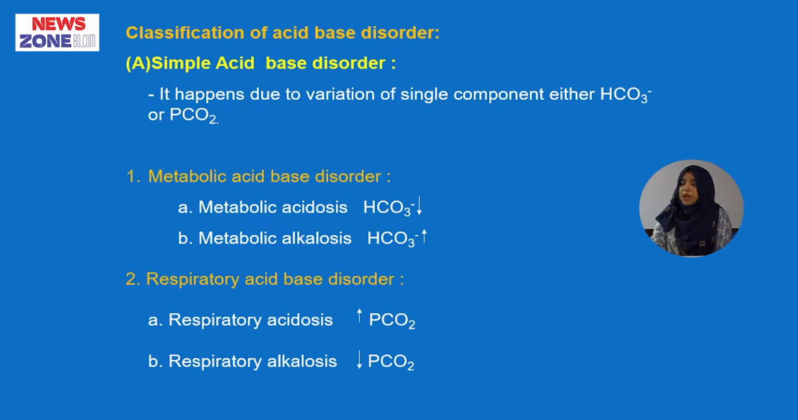When the bicarbonate ion concentration decreases, we call it metabolic acidosis. When the bicarbonate ion concentration increases, we call it metabolic alkalosis. When the partial pressure of carbon dioxide increases and changes the pH, we call it respiratory acidosis, and when the partial pressure of carbon dioxide decreases and changes the pH, we call it respiratory alkalosis.